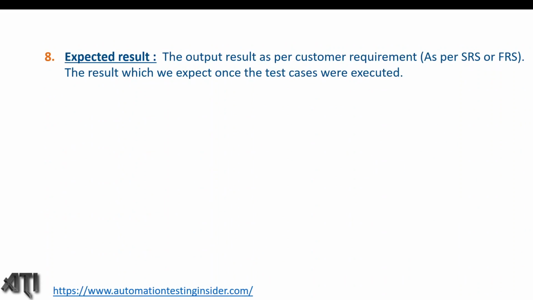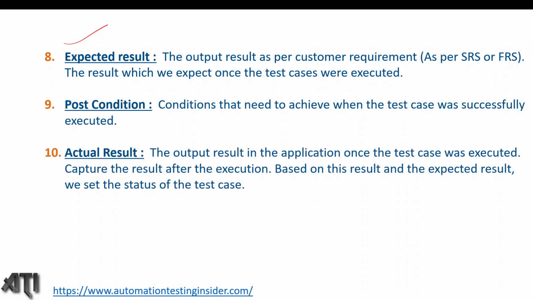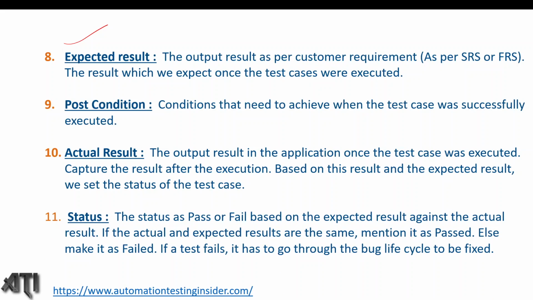Expected result, the output result as per requirement, as per SRS or FRS, the result which we expect once test cases are executed, is called expected result. We have postconditions that need to be achieved when the test case is successfully executed. Actual result, the output result in the application once the test case was executed; capture the result after the execution. Based on the expected result, we set the status of the test cases. If expected and actual result are the same, that means the test case is passed.